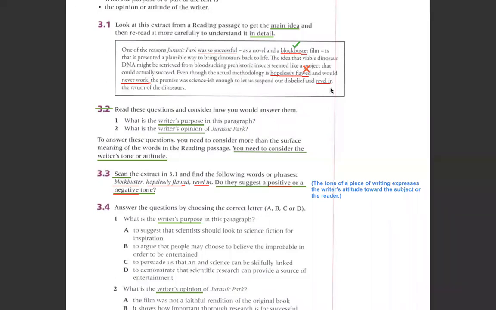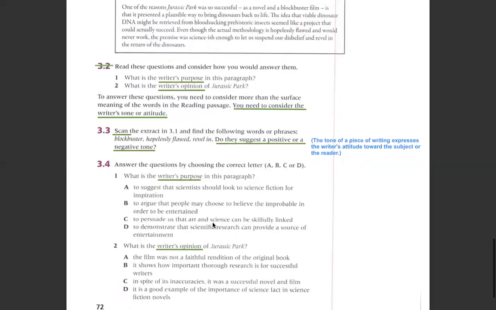And the last one, revel in. This is a phrasal verb. If we revel in something, it means that we really enjoy it. So this is a positive word. It says they revel in the return of the dinosaurs. This phrase is talking about the film. So if they revel in the film, it means they really enjoy watching the film. Okay. So you can see that he says positive and negative things about the film. So we need to decide now what his main purpose is and what his opinion is.